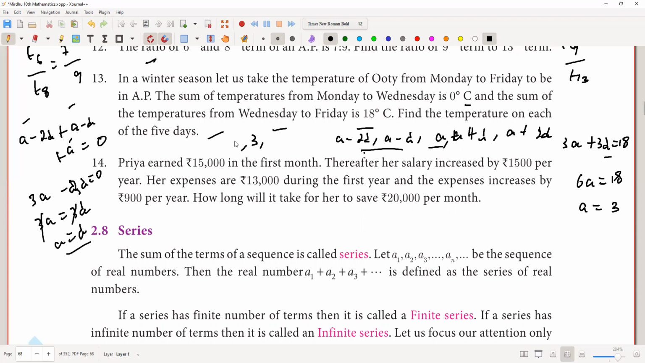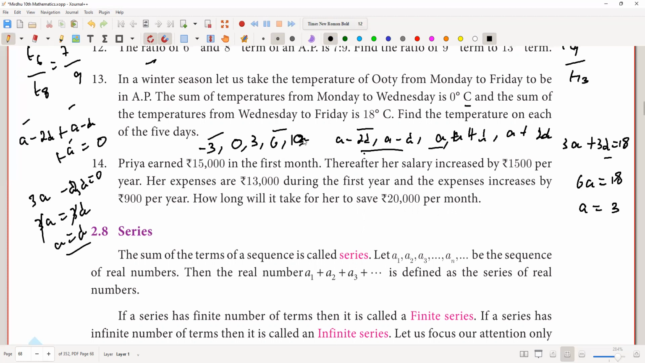So the one before is 0, the one before is minus 3, the next one is 6, next one is 12, sorry, 9. 9 plus 3 plus 3, that's it. All right. So when you understand a fundamental, it's one of the easiest.